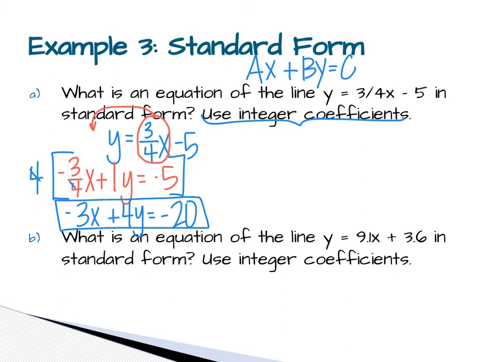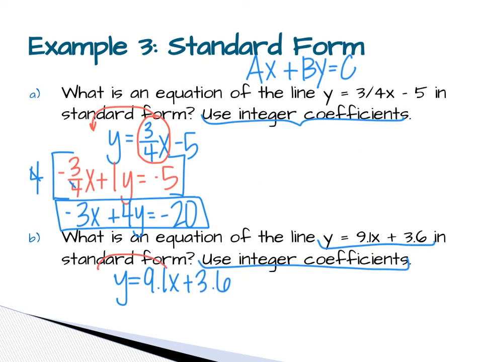Okay, next question, what is an equation of the line here in standard form? Use integer coefficients. So I'm going to take my equation. Standard form again is ax plus by equals c, so I need to move my x term to the left hand side. So we're going to make it negative 9.1x plus y equals 3.6.